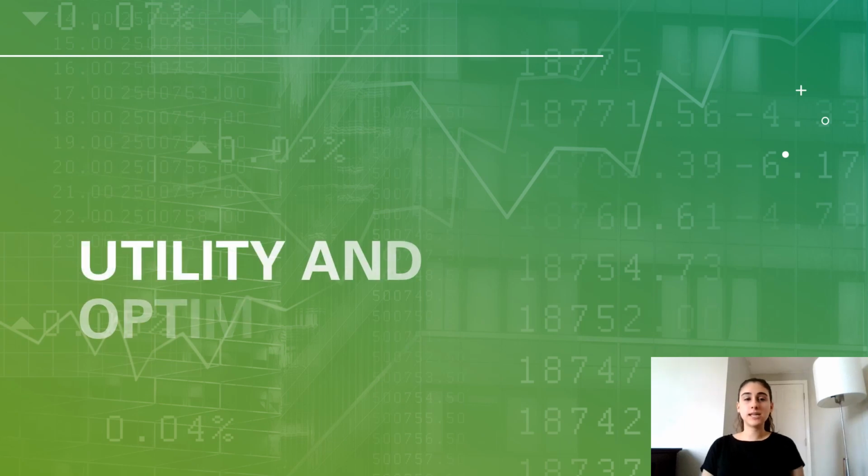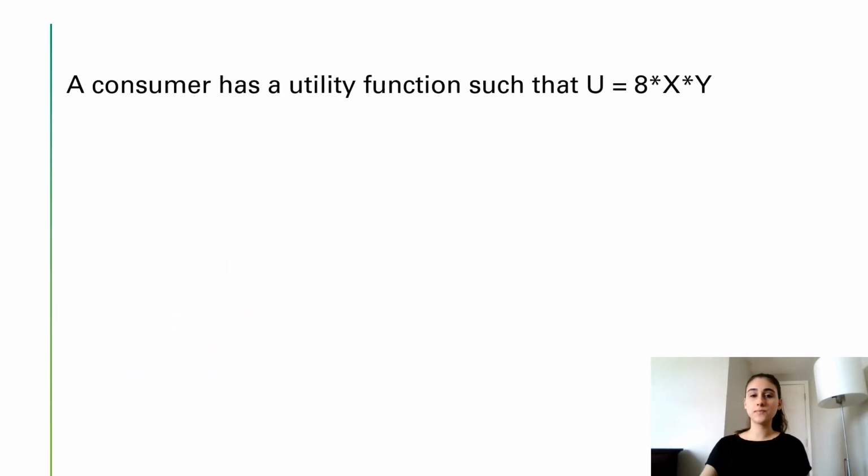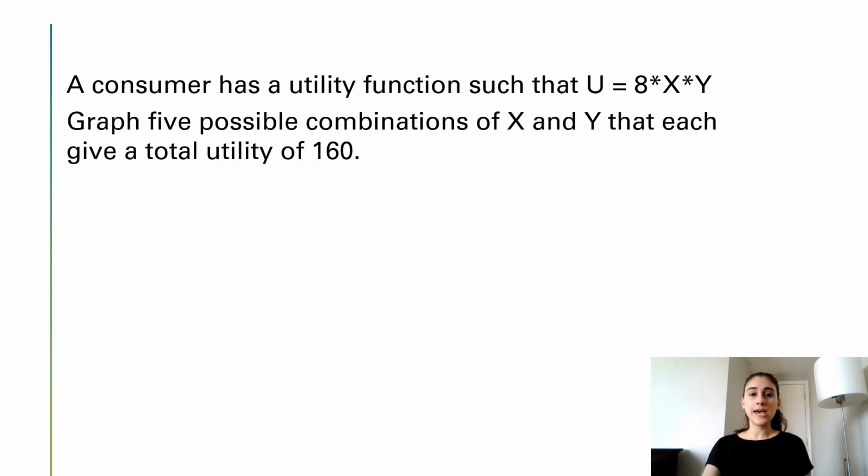Hello and welcome. Today's video lecture will focus on utility and optimal consumption. Let's understand this concept through a problem. The problem states, a consumer has a utility function such that U equals 8 times X times Y. Graph 5 possible combinations of X and Y that give a total utility of 160.